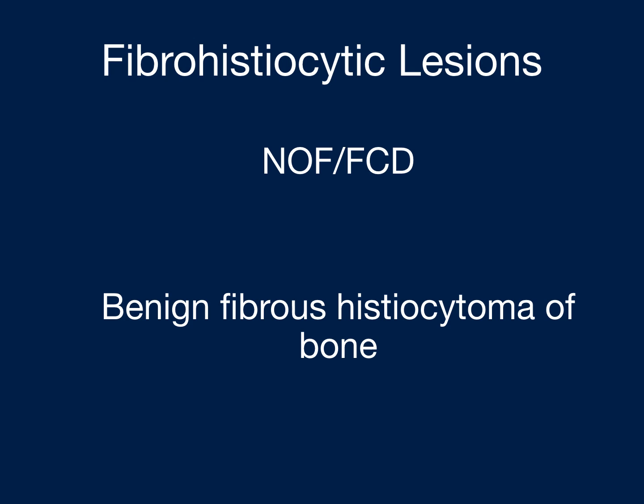The other group of fibrous lesions are the fibrohistiocytic lesions, and here you only really need to know about non-ossifying fibroma or fibrous cortical defect because they're very common. Benign fibrous histiocytoma of bone won't be discussed further. Note that sometimes fibrous dysplasia is included.